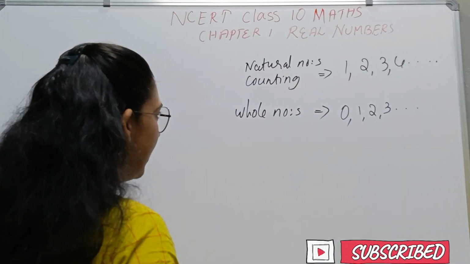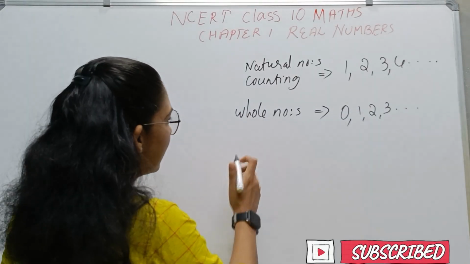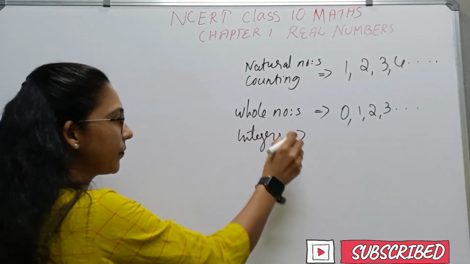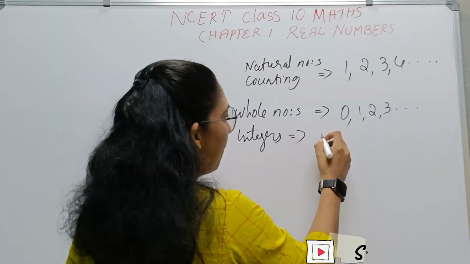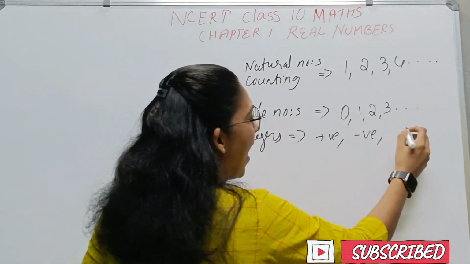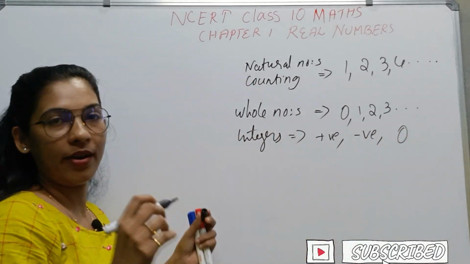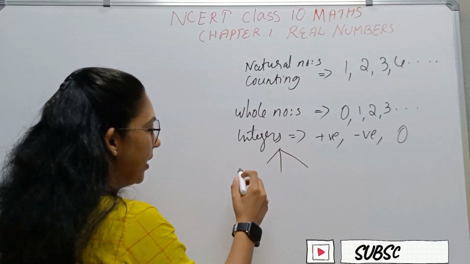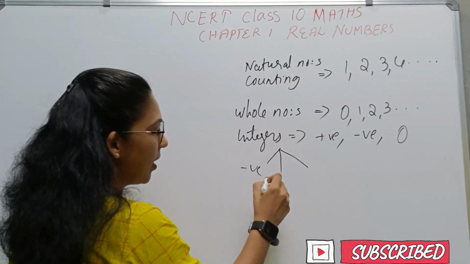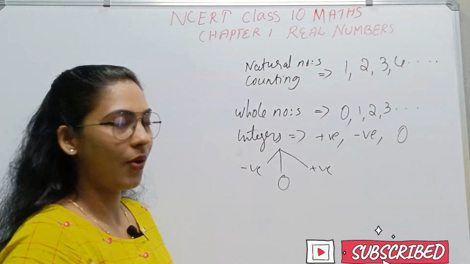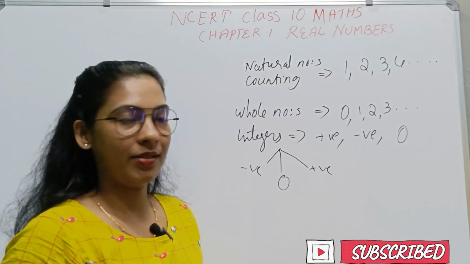Okay. Then next one is integers. What is integers? All positive numbers, all negative numbers and 0 together are known as integers. Okay, so in the case of an integer, it will have negative numbers, positive numbers and 0 too. Okay, then it is said to be integers.